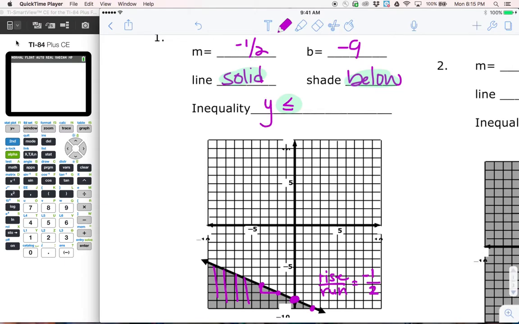So instead of saying y equals mx plus b, y equals the slope and the y-intercept, we're using an inequality because of the shading here. So just go ahead and do this like normal, -1/2 x, because it's slope, minus 9.